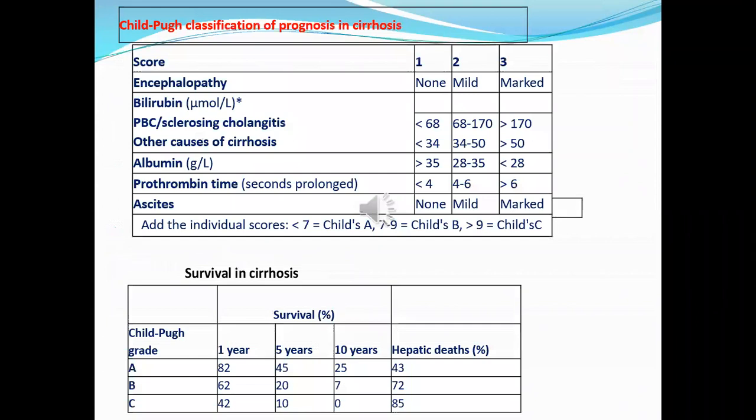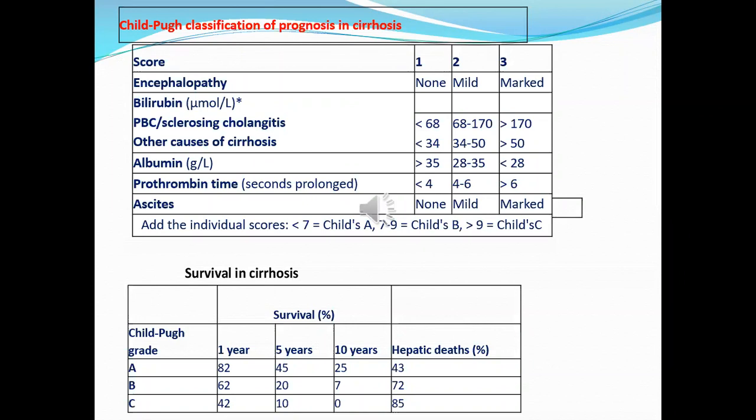Here is the classification of the prognosis of cirrhosis in the table. This table, or scoring system, is the Child-Pugh classification of liver cirrhosis prognosis. The scoring depends on the following parameters.